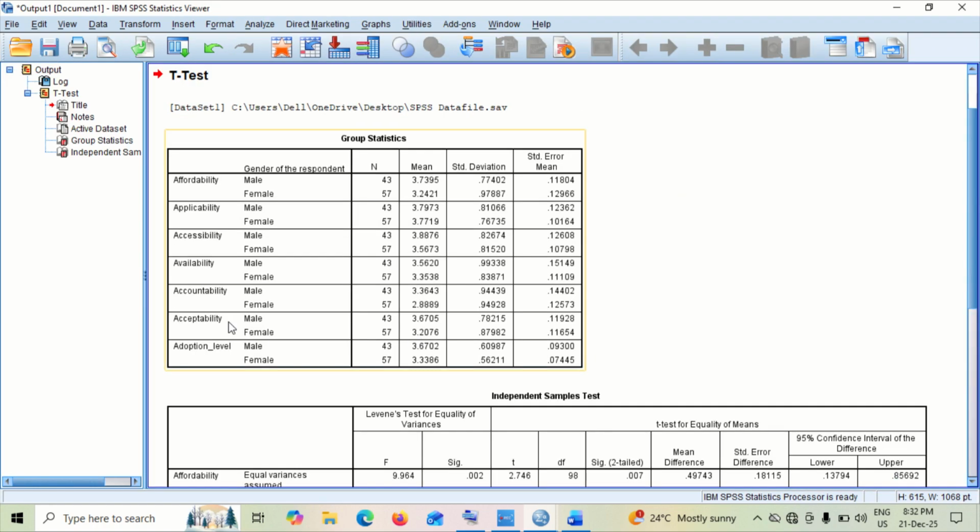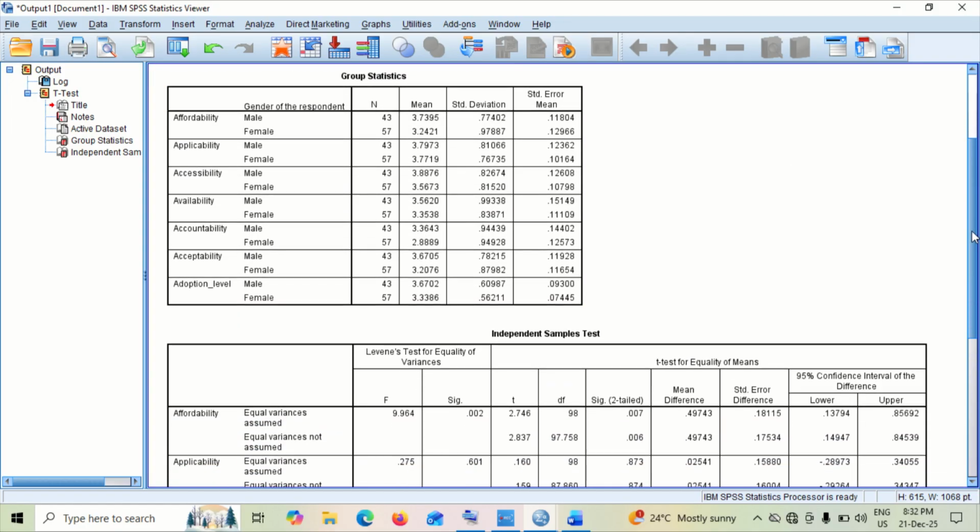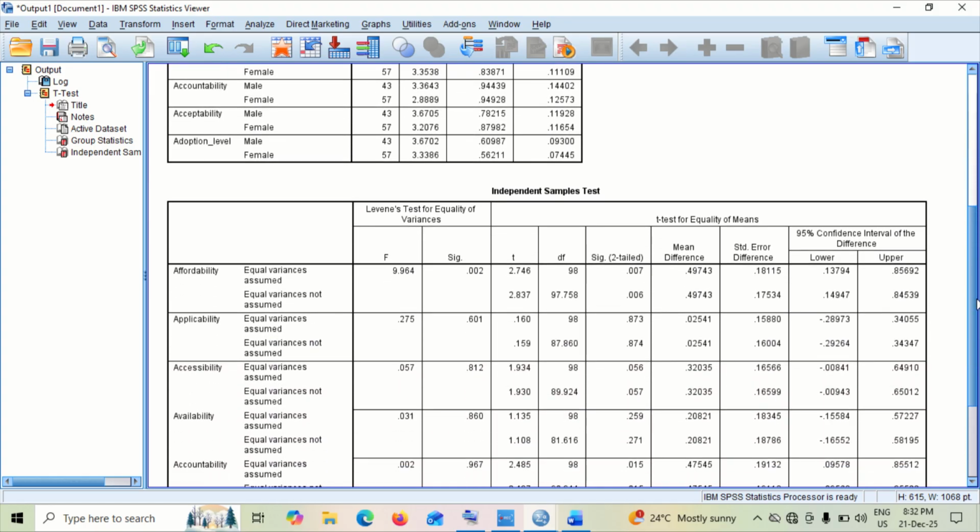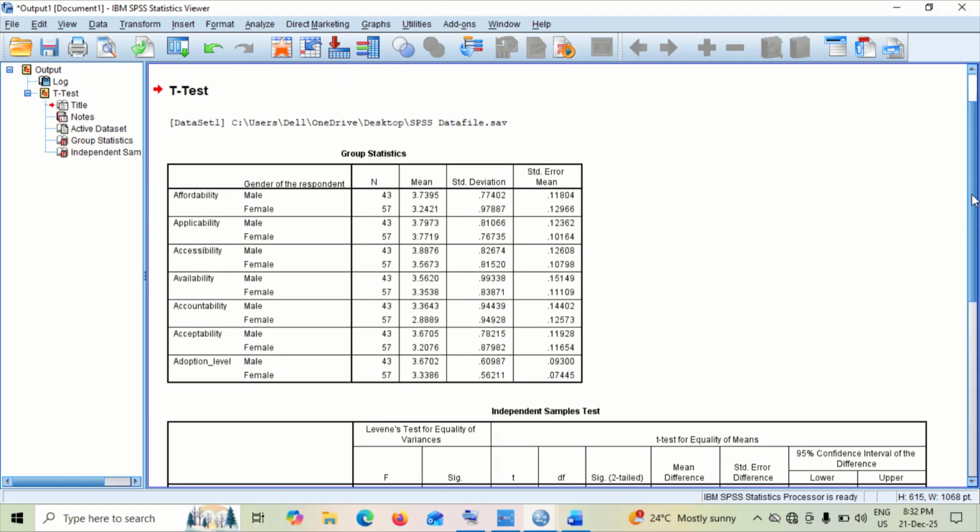Here we can see that there are two important tables in the output view, that is group statistics and independent sample test result. In the group statistics, we can see the different components and the variable of adoption level, gender of the respondent, N, mean, standard deviation and standard error.